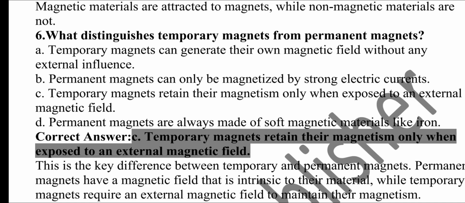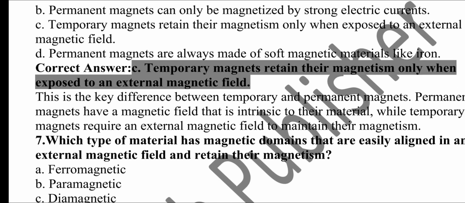Option A. Temporary magnets can generate their own magnetic field without any external influence. Option B. Permanent magnets can only be magnetized by strong electric currents. Option C. Temporary magnets retain their magnetism only when exposed to an external magnetic field. Option D. Permanent magnets are always made of soft magnetic materials like iron.